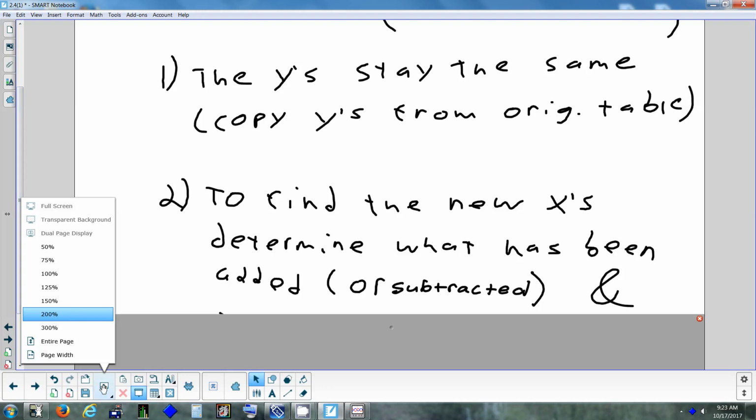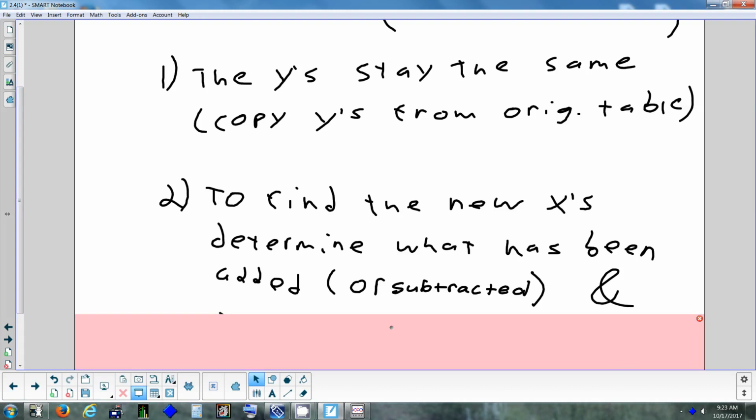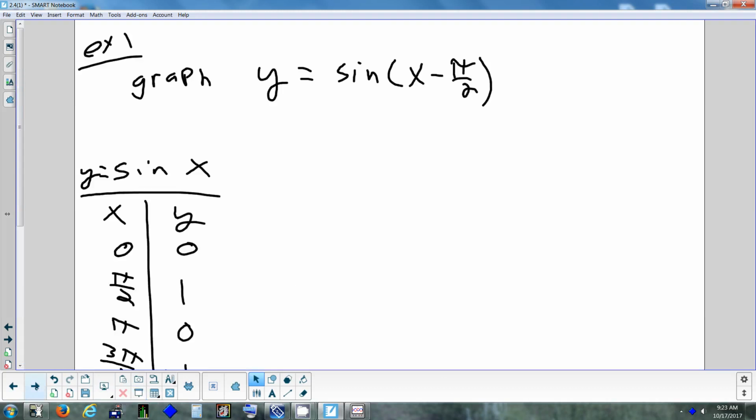First thing, let me show you in an actual problem. Actually, I won't do that. Okay, the first thing is determine what has been added or subtracted. So I'm going to just go to the next problem and show you that, and then I'll come right back to this. Determine what has been added or subtracted. That's what you've subtracted. You've subtracted pi over 2 in the next problem.